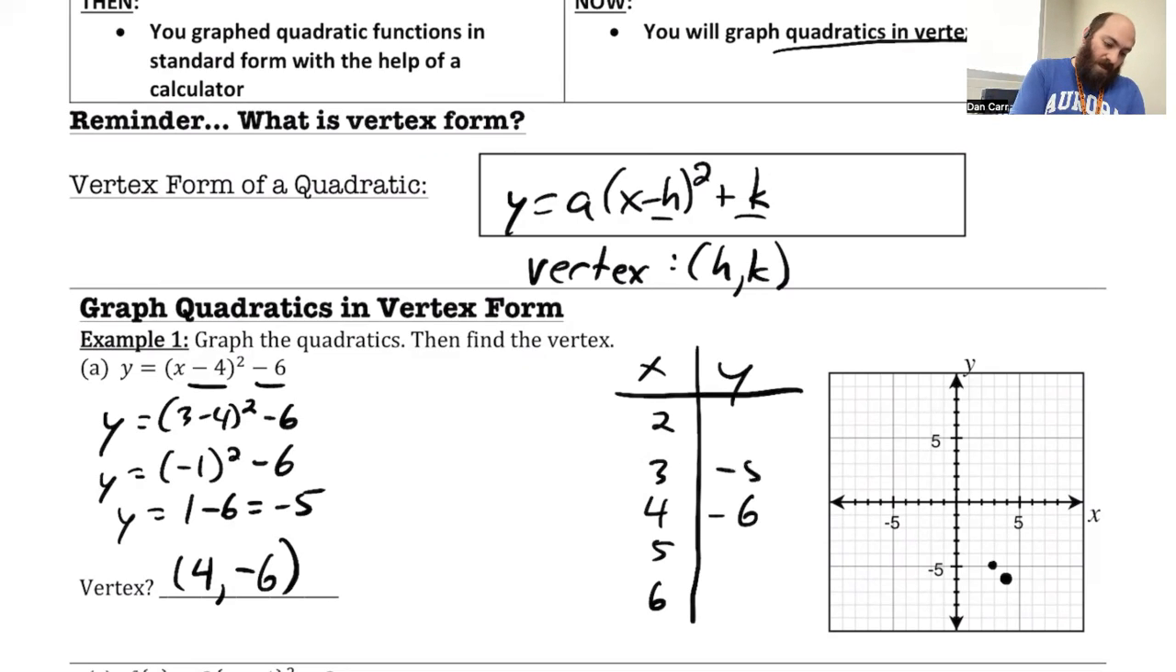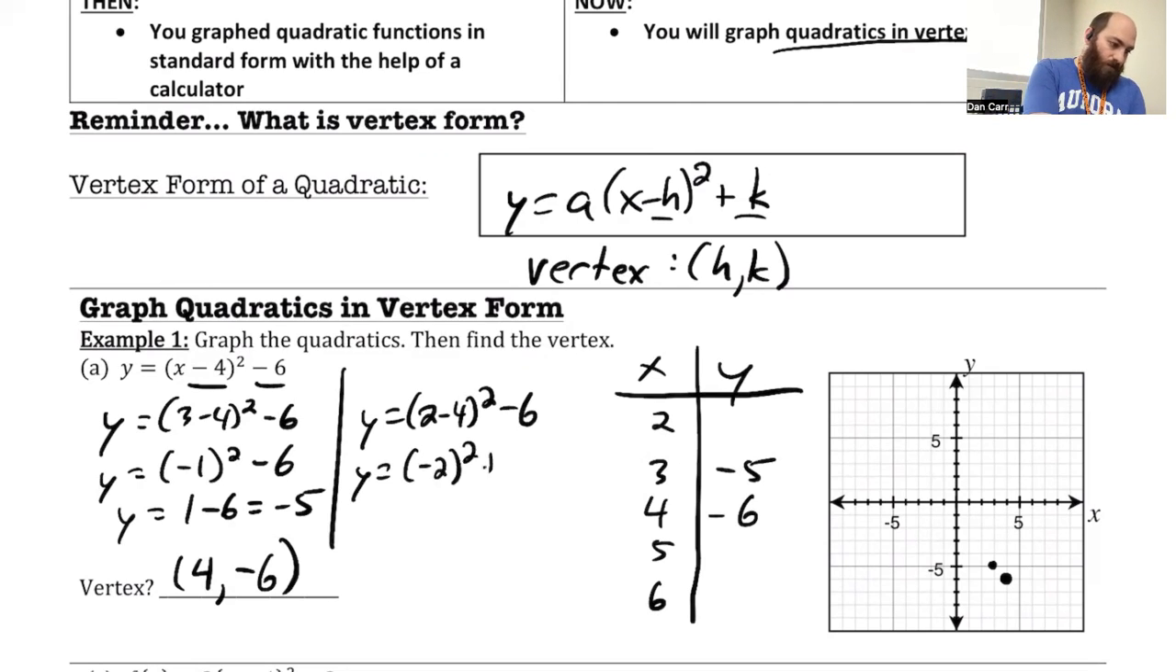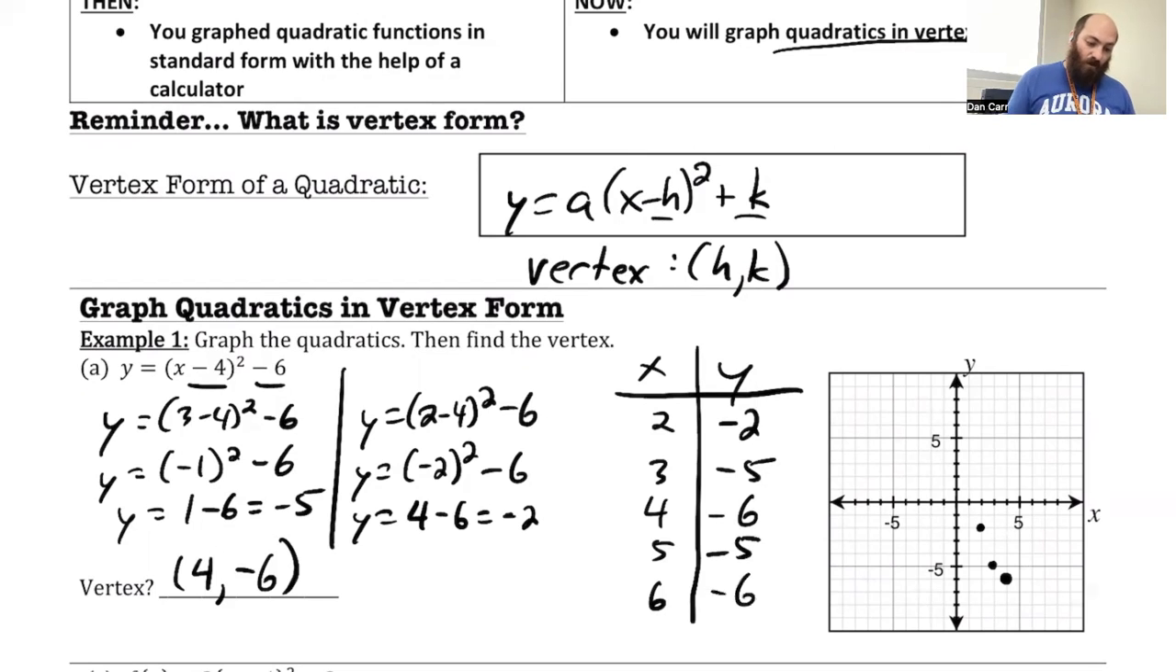Next number I'll do is a +2 now. So let's do y equals 2 minus 4 squared minus 6. So y is equal to -2 squared, minus 6. That's going to give me a +4 minus 6, which is a -2. So a +2 should come out to a -2 right there. Since I put my vertex in the middle, I feel safe saying that 5 should also get to a -5. 6 will get me to a -2 as well.